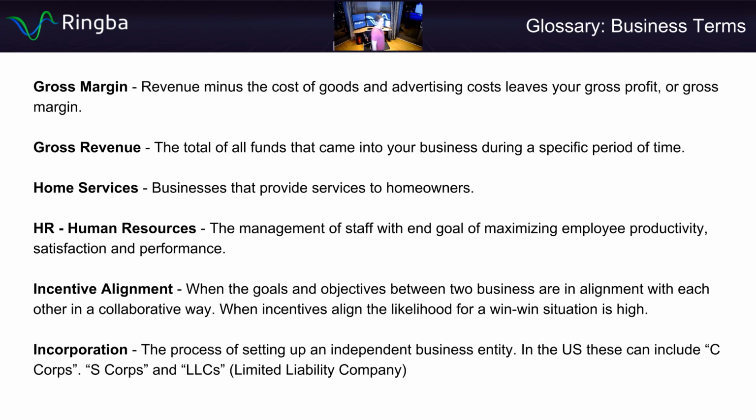Gross margin. Revenue minus the cost of goods and advertising costs leaves your gross profit or gross margin. So what we're going to do is we're going to take our revenue, which let's say is $1,000, and our advertising costs, which were $500, and so our gross margin would be 50% or $500.